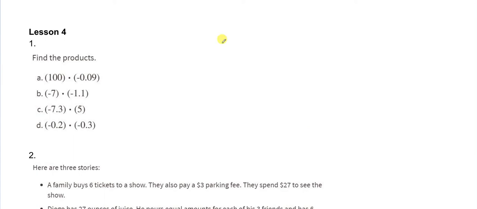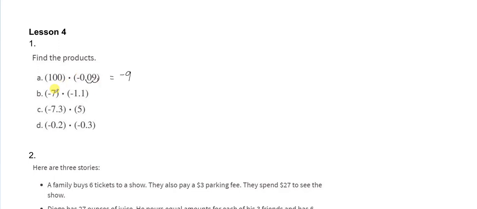Last page of your homework, lesson number 4, unit 6. We are finding products, so we are multiplying. Luckily, this first one we're multiplying by 100, so we're just moving that decimal over 2, and that gives us a 9. And a positive times a negative is a negative 9. So the first one, pretty easy.